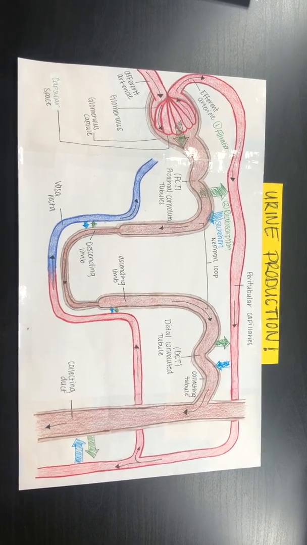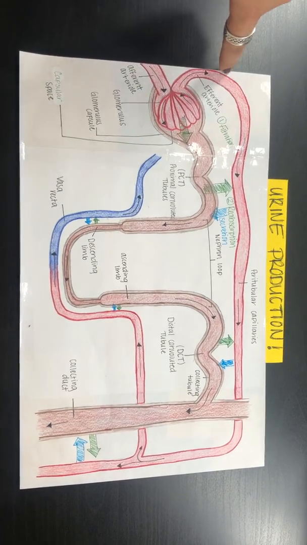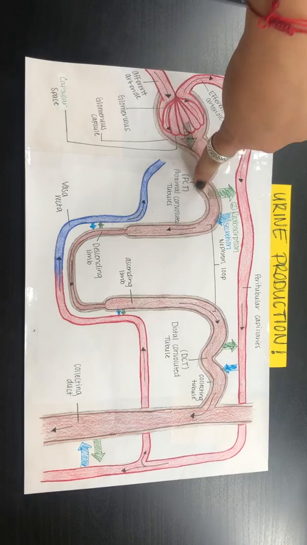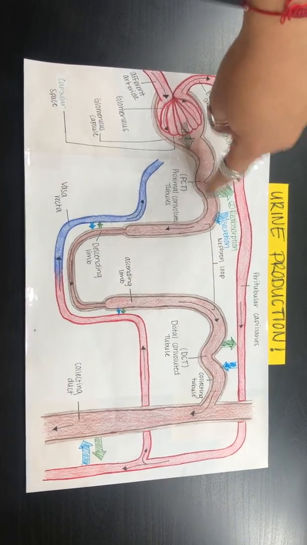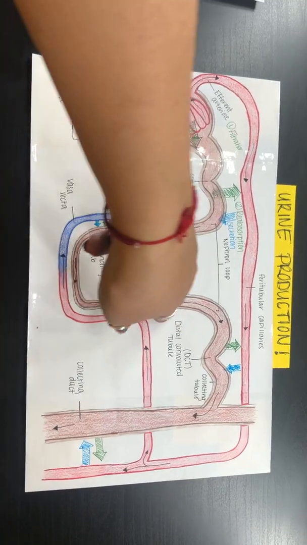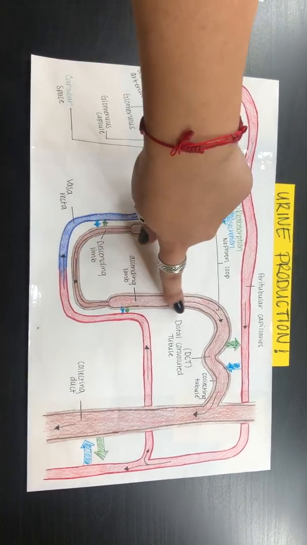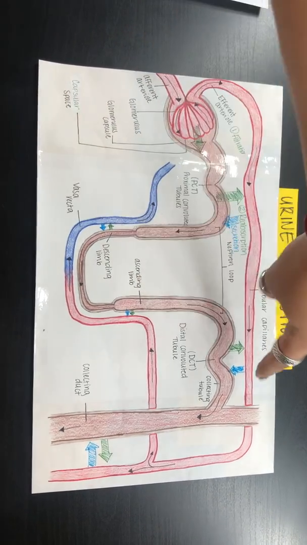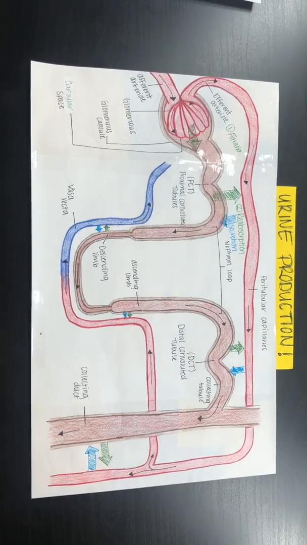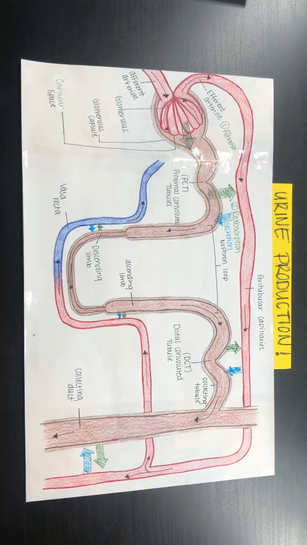So just to orientate ourselves, here we have our model. We have our afferent and efferent arterioles, our glomerulus, proximal convoluted tubules. Up here we have our peritubular capillaries. We have our two nephron loops, our loop of Henle, our distal convoluted tubule, our collecting tubule, and finally our collecting duct.